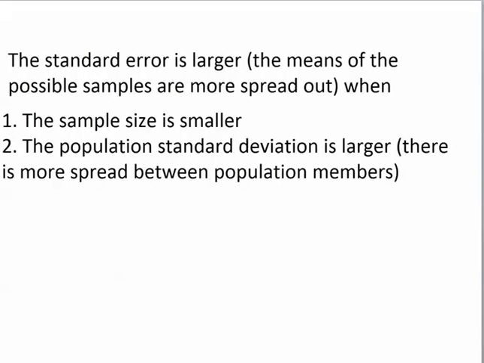So the standard error is larger when the means of the possible samples are more spread out and less accurate, when the sample size is smaller, or the population standard deviation is larger, meaning when the population members are further apart from each other. Because when the population members are further apart, the sample means also become further apart.